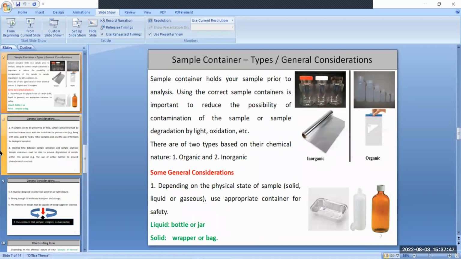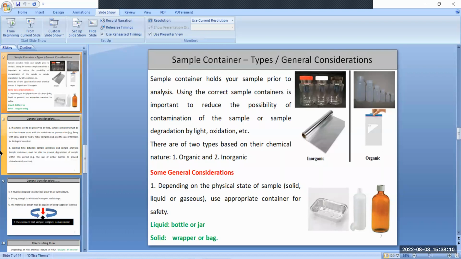So sample containers hold your sample prior to analysis, and using the correct sample containers is important to reduce the possibility of contamination of the sample or sample degradation by light, oxidation, or even reduction, and some other processes. So there are two types based on the chemical nature.